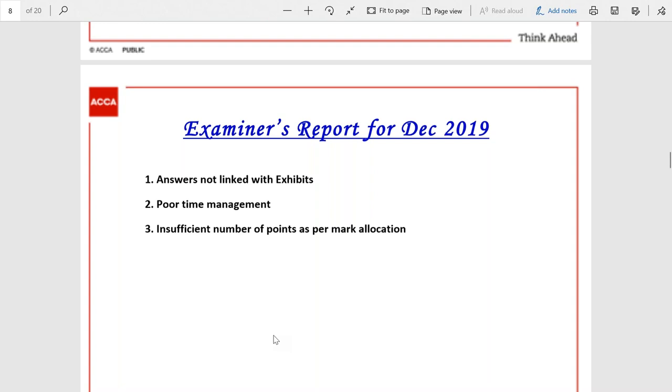The second reason why the examiner is not happy with us is poor time management. He clearly mentions that either students were not able to complete the paper, or although students were able to complete the paper, the quality of the answers towards the end was extremely bad, which shows that students were just trying to wrap up and struggling with time management. So poor time management is the second most common reason. And then the third reason in December was insufficient number of points as per mark allocation. So these are the top three reasons.